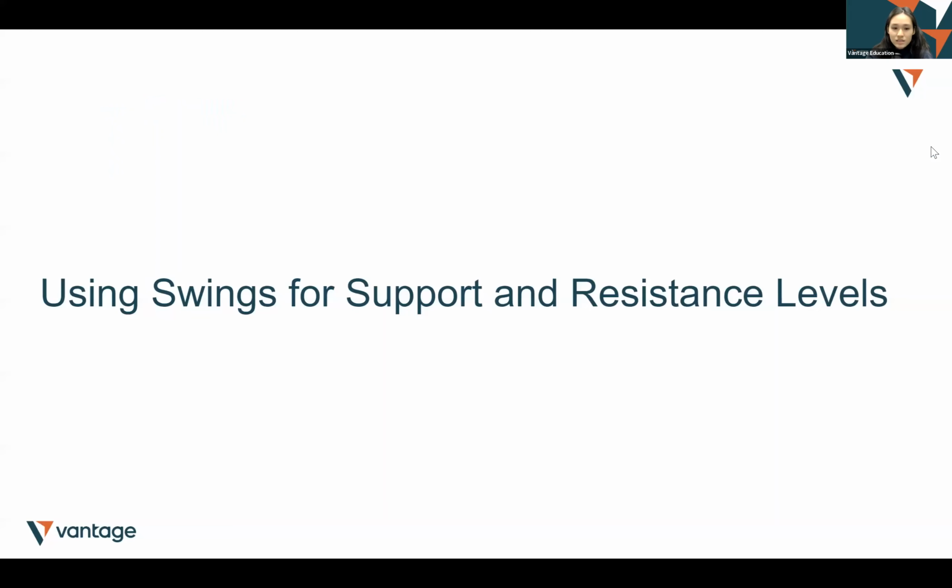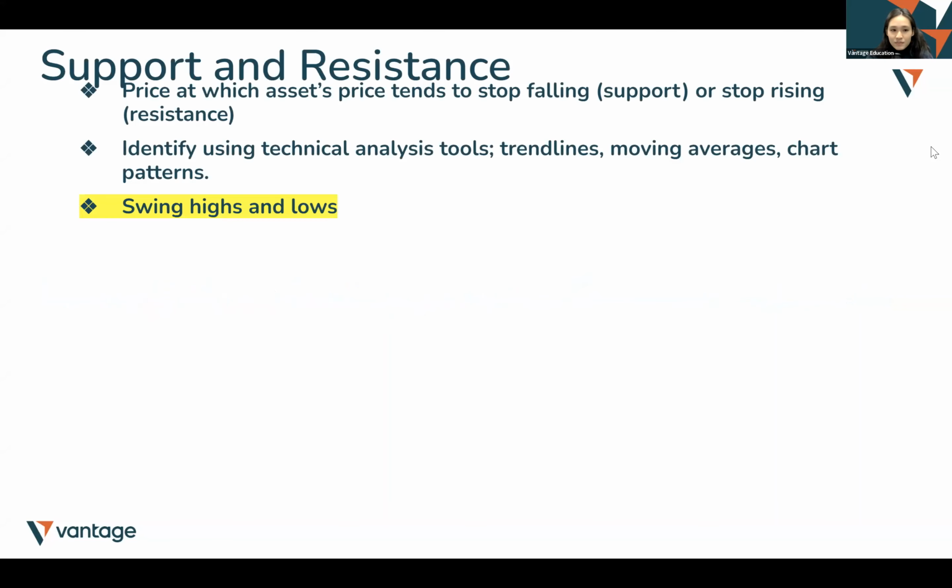So let's get started. Firstly, we're going to be looking at how to identify swings. Support and resistance levels in trading refer to prices at which an asset's price tends to stop falling, which is the support, or stop rising, which is resistance. To identify these levels, you can use technical analysis tools such as trend lines, moving averages, and chart patterns. You can also use Fibonacci levels, which we'll be talking about later on.